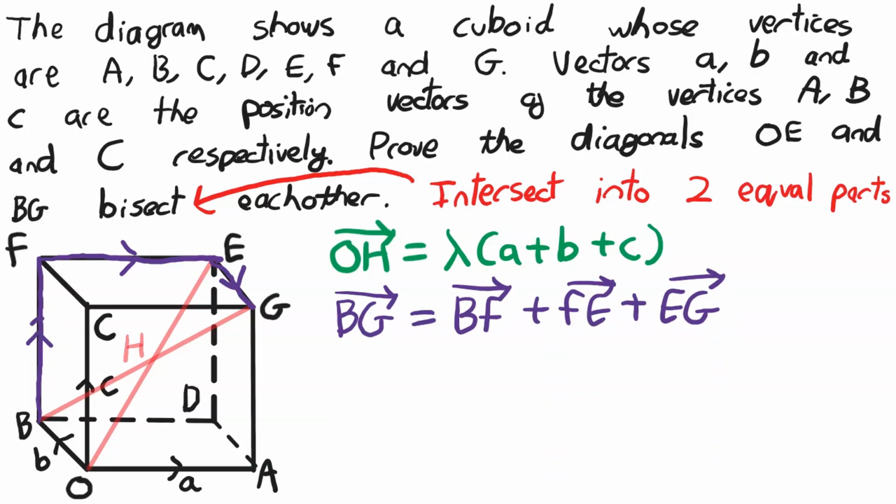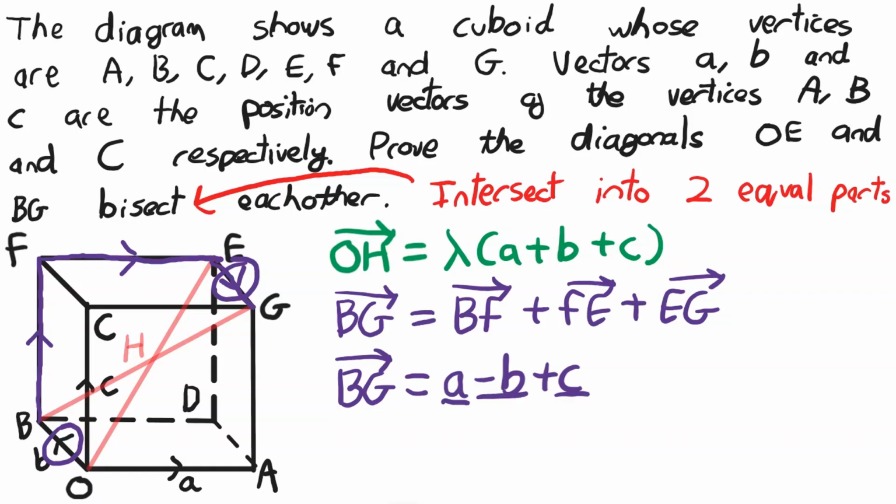Okay, so BF here is parallel and the same size as this vector here, C, so therefore BF is going to be C. FE goes across like this here, it's parallel and the same size as A, so therefore this is going to be A. If we look at EG, EG is parallel to this line here, B, and it's the same size as it, but you can see it's going in the opposite direction, so therefore it's going to be minus B. Okay, so therefore BG is going to be A minus B plus C. A and C are positive, but now it's minus B instead.